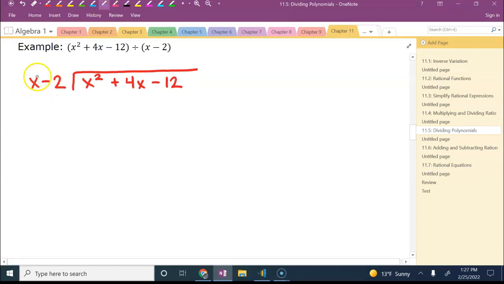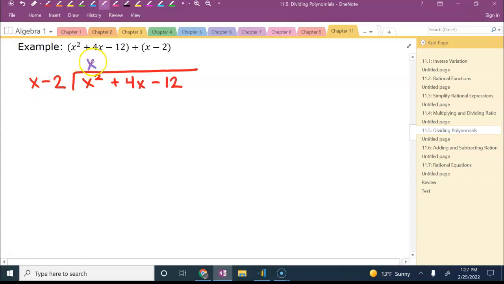Here's what you're going to start thinking of, and this is how you're going to do all of these problems. So the process is going to be the same every time. You're going to ask yourself, okay, I have an x out here, and I need to get it to become x squared. So what did I take times x to get to x squared? Well, back in chapter 7, when we were multiplying monomials, we learned that x times x would be x squared. So I'm going to put an x up here.